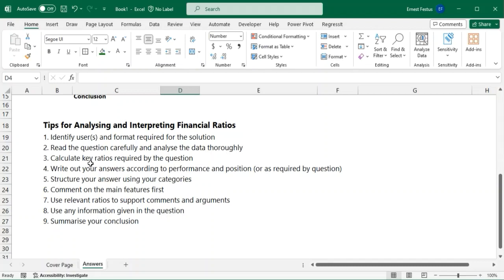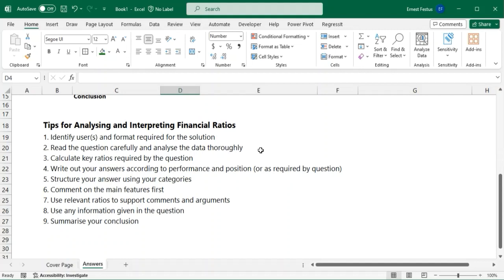And the second one is to read the question carefully and analyze the data thoroughly. Now, there are some tricks in analyzing financial statements. When you are analyzing, you don't just see anything, because that could result in a deviation. So you have to read your question carefully and analyze the data that has been given to you thoroughly.